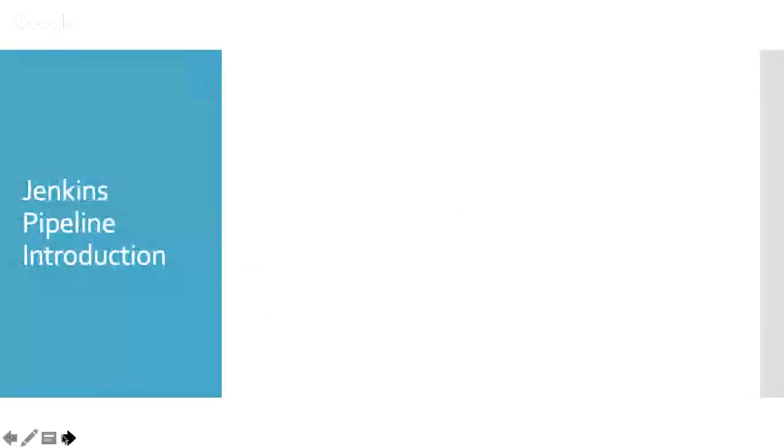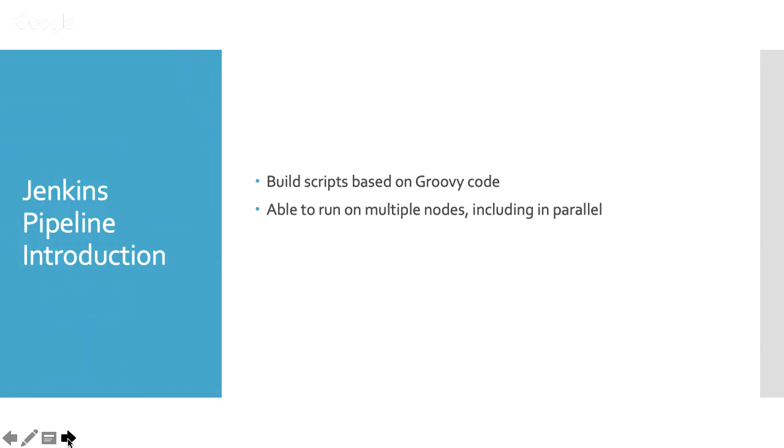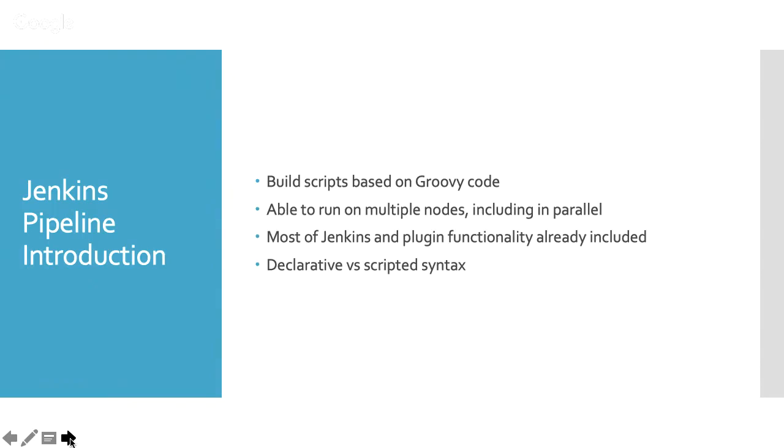So I think that is a good introduction. Again, we've seen that build scripts are based on Groovy code. It can run on multiple nodes, including in parallel. Many plugins of Jenkins have already been migrated to support pipeline, so you should not see any problems.